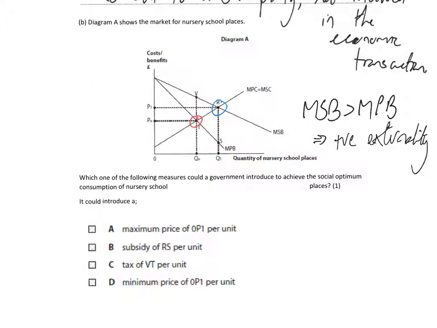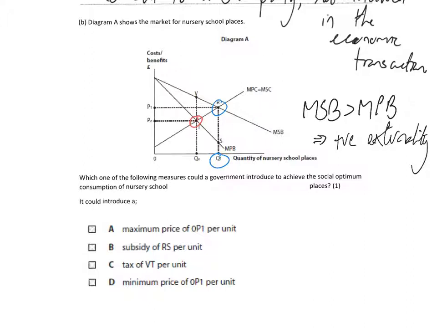So if the market were to factor in all of the social benefit, then the socially optimal level of output would be Q1. So the next question we have is, which of the following measures could the government use to get us to the socially optimal consumption of nursery school places? So we're interested in trying to get the market to Q1. Now, how do we do that? Well, we need to create a free market equilibrium somewhere that coincides with the output level of Q1.